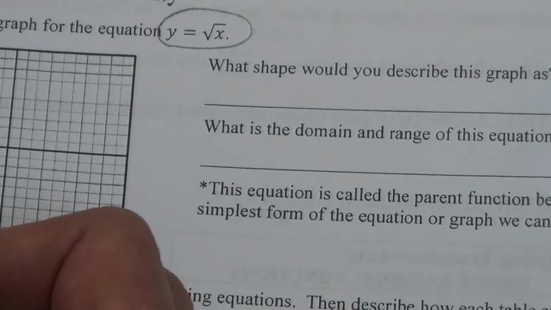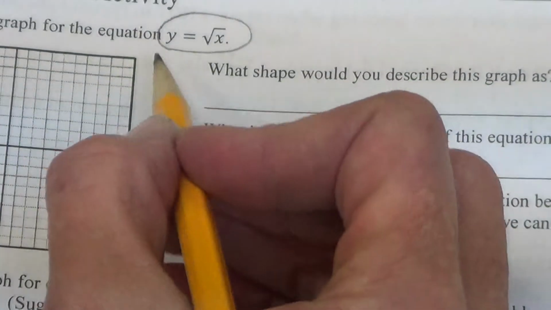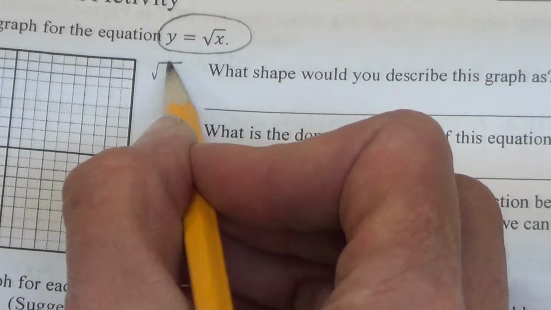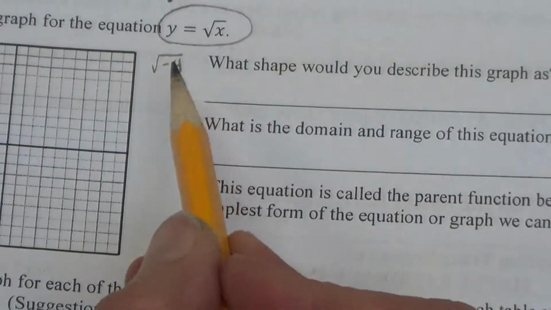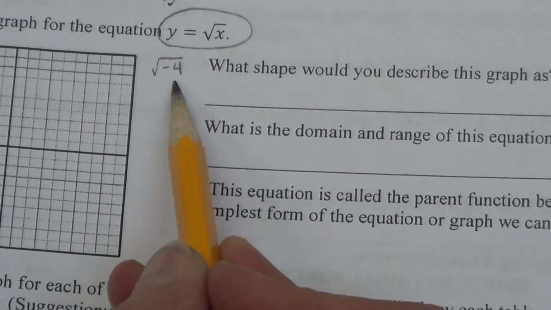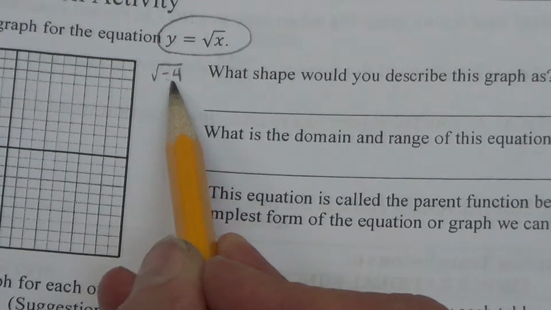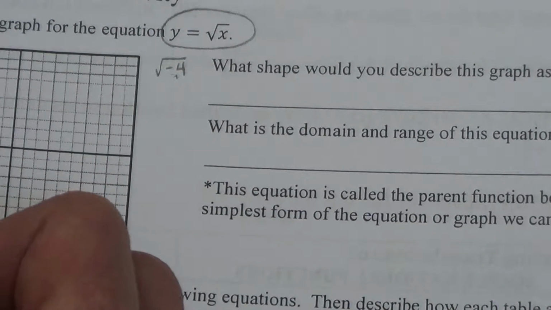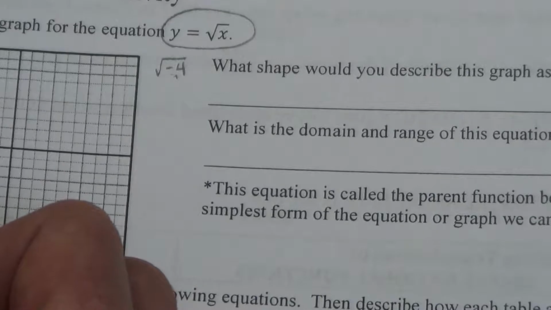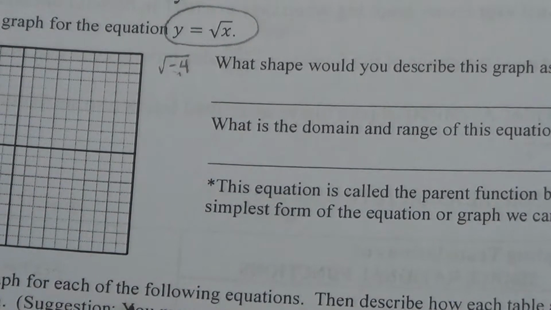The square root of -4, we cannot have a real answer to the square root of -4. It would be an imaginary number because -2 times -2 is +4, and 2 times 2 is +4. So you don't have any two numbers that will equal -4. So in this one we write undefined, undefined, and undefined because they're all negatives.